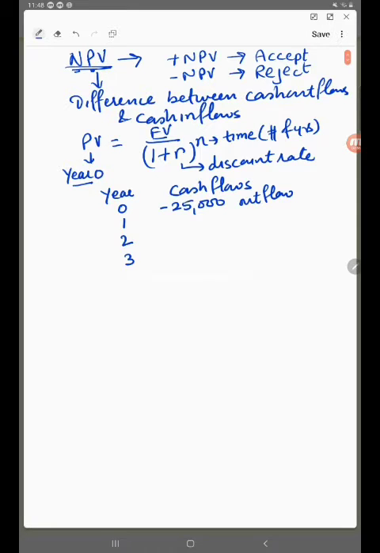So from this project, let's say you will get in year 1 8,000. In year 2 you are getting 10,000 from the project you invested 25,000. So in year 3 you are getting 5,000. So these are the amounts you are getting from this particular project. So these are cash inflows. So net present value, simply difference between cash outflows and cash inflows. Keep in mind we need present value of all outflows and inflows.